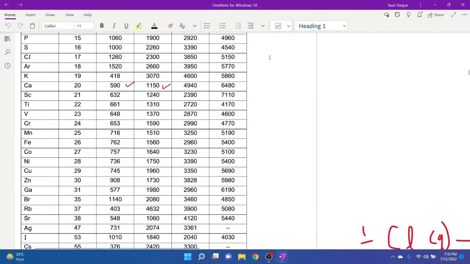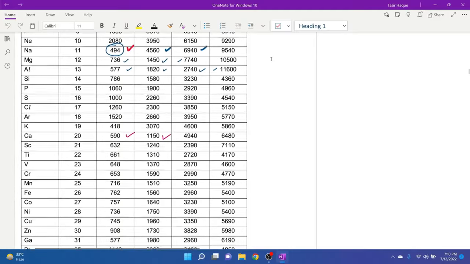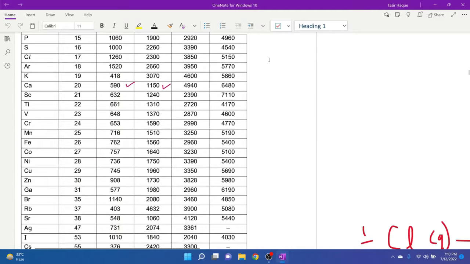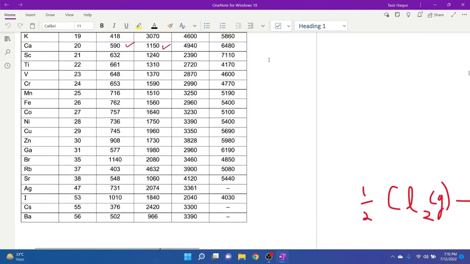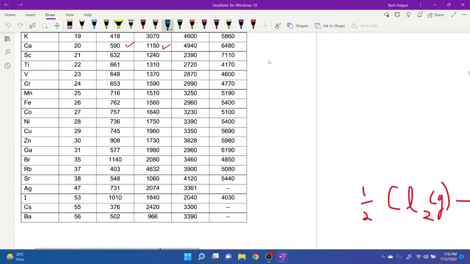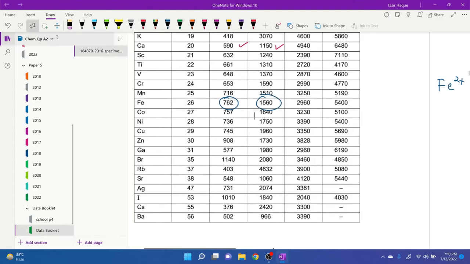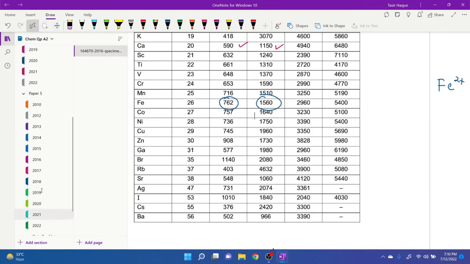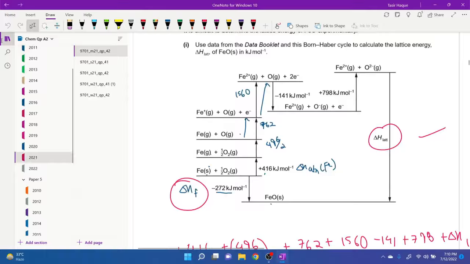What else? Basically, we need the ionization energy of iron. Since we need Fe2 plus, we need the first and second ionization energy. The first IE is 762 and the second IE is 1560. Those are the basics. So let's see.